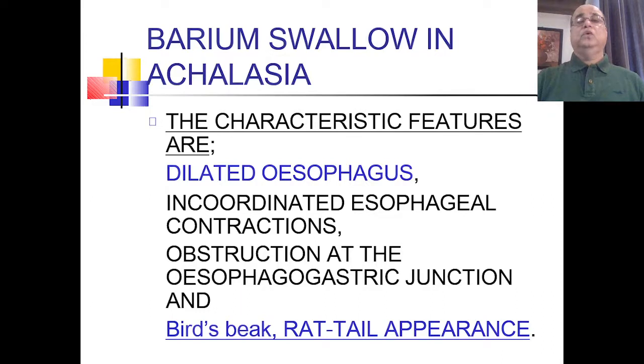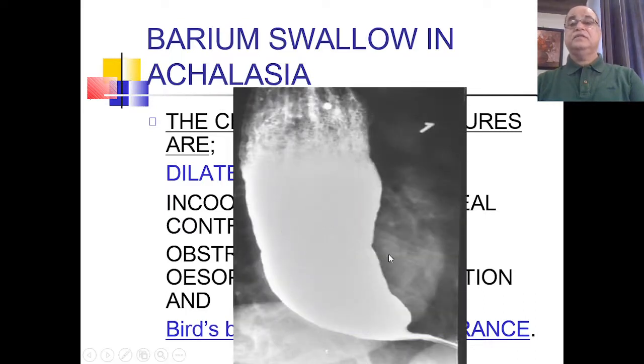Barium swallow. The characteristic features on barium swallow will be, of course, a dilated esophagus, incoordinated esophageal contractions, and there will be obstruction at the gastroesophageal junction, which will appear as a rat tail appearance, which is also called sometimes bird's beak appearance. Here you can see that this is the barium which is being pent up in the distal part of the esophagus, and you can see very clearly the dilated esophagus, and this is the rat tail appearance at the lower end of the esophagus, which is also known as bird's beak appearance.